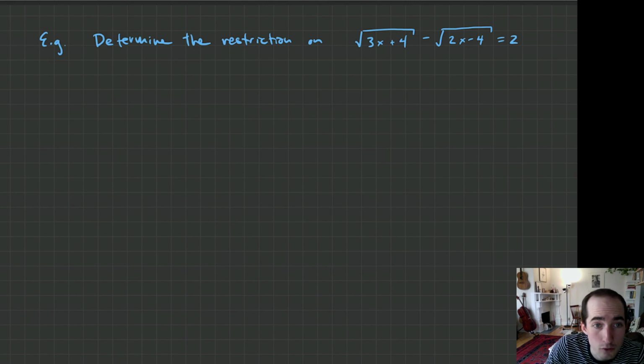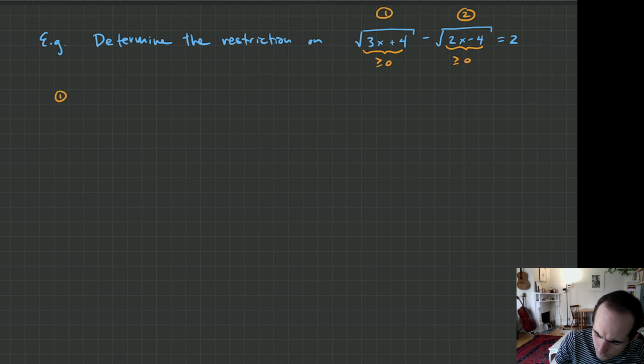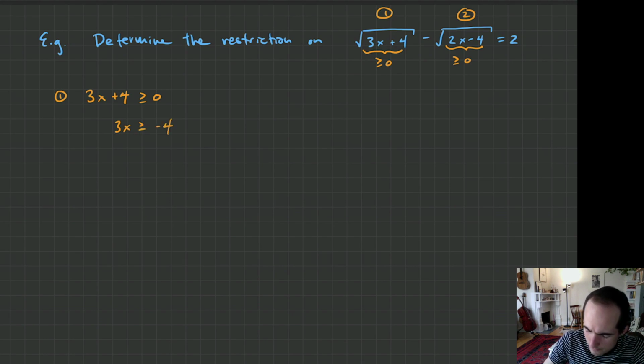So here we have two radicals, and we have to consider both of them. So this needs to be greater than or equal to 0, and this needs to be greater than or equal to 0. Let's start off with the first one. I'm going to call this radical 1, and this one's radical 2. With radical 1, I have 3x plus 4 has to be greater than or equal to 0. So I'll subtract 4 from both sides, and I'll get 3x must be greater than or equal to negative 4. And I finally get x is greater than or equal to negative 4/3. Great. So that's the first one.